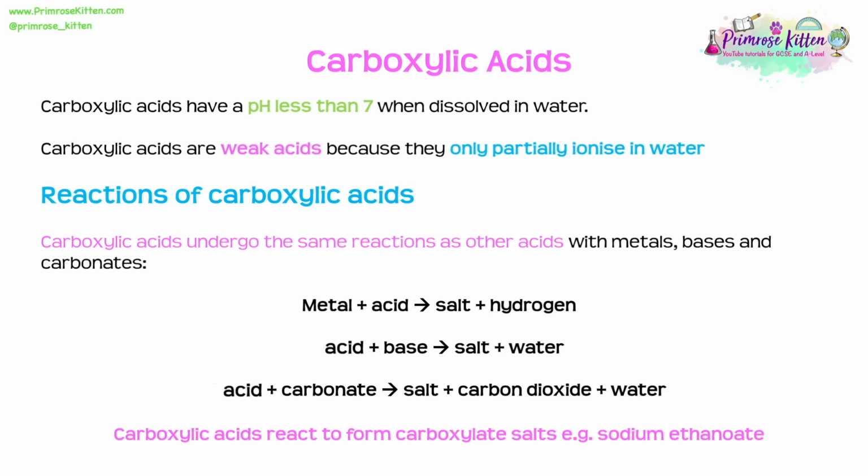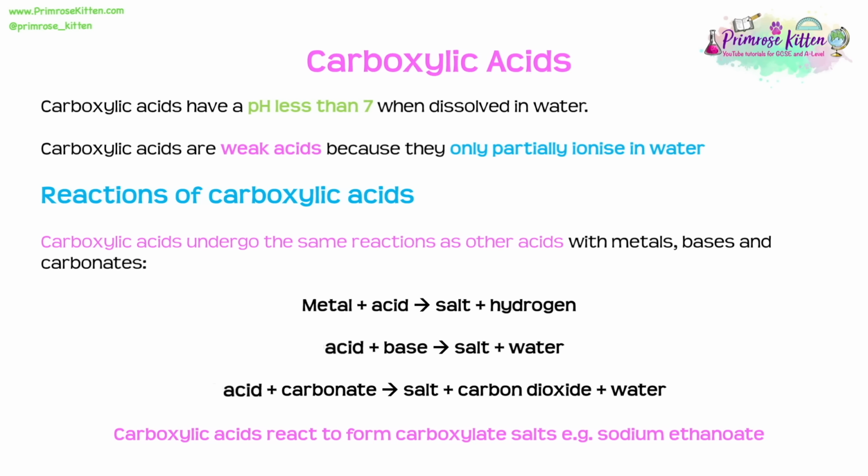Carboxylic acids, we know, have a pH less than 7 when dissolved in water. Carboxylic acids are weak acids, not strong acids. And the reason why they're weak acids is because they only partially ionize or dissociate in water.